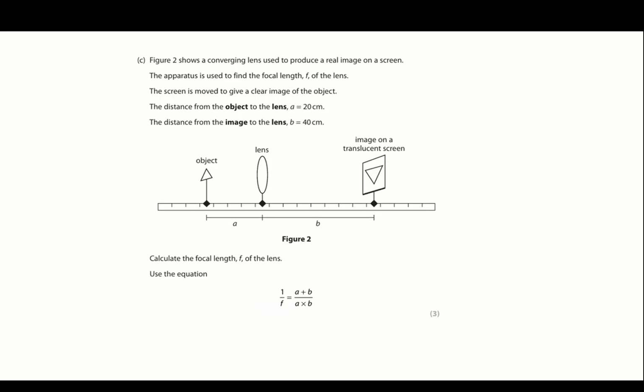Okay, next one. We've got a big fancy diagram. It's telling us what to do, but ultimately it says calculate the focal length, and it used this equation. So we just have to use that. Now what's making this tricky is we can see we've got a 1 over f. So at the end of all of this calculation, you're going to have to do the inverse at the end. You're going to have to do 1 divided by all of that.